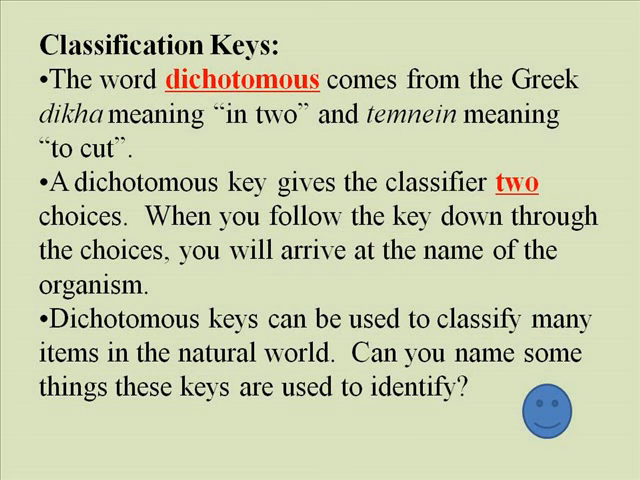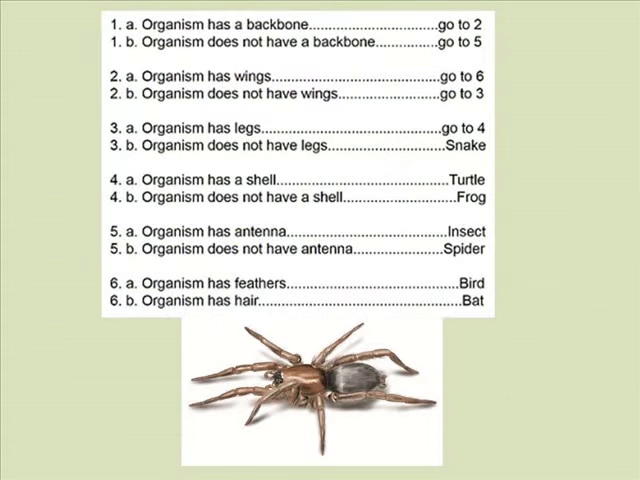Now, most of you, when you click over or see this picture, you're going to know what the creature is at the bottom, but for a second, pretend you don't. And then follow the key, start at number 1, and follow it down, and you will finally reach what it is. All right, so at the bottom of this slide, we have a picture. Little black and brown thing. We have to pretend we don't know what it is.